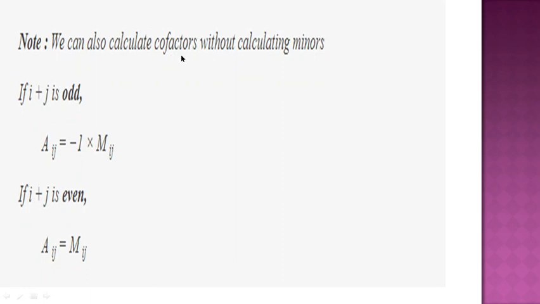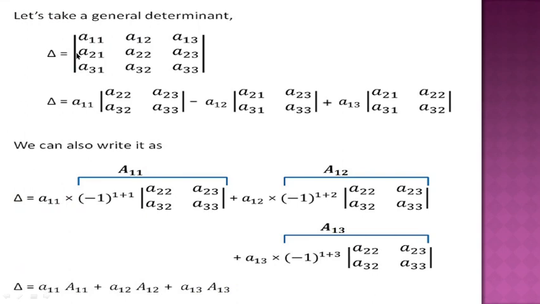We can also calculate cofactors without calculating the minor. We don't have to calculate minors every time and then do this calculation of minus 1 raised to the power sum of the numbers. We can simply keep these two things in our mind. If i plus j is odd, as we just discussed, the cofactor will be the negative of its corresponding minor, or when i plus j is even, it means the minor and cofactor will be the same at that point.